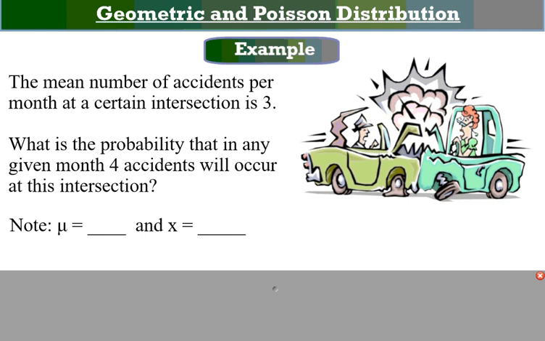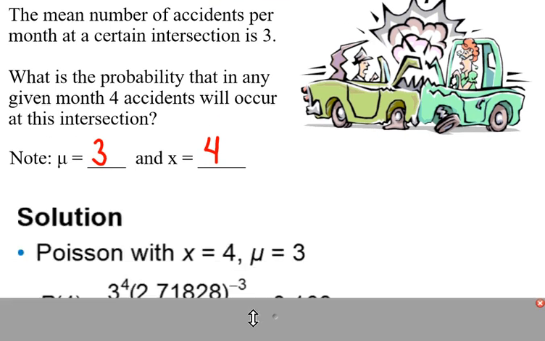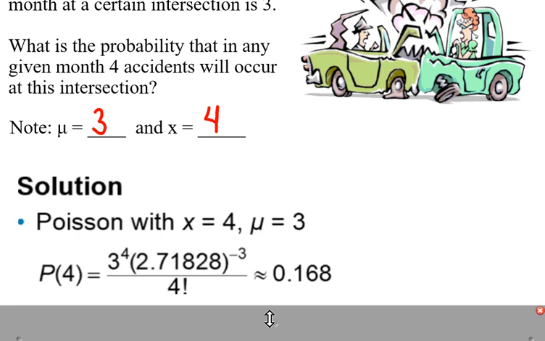So here we go. The mean number of accidents per month at a certain intersection is on average 3. What is the likelihood then that on any given month we're going to have 4 accidents occurring at that intersection? Well, the mean, mu, is 3. We want to know what's the likelihood we get 4 successes though. So I'd use a Poisson distribution. I can either type it into the equation, so in this case I would use mu as 3 and I put in 4 for x and I run the equation.